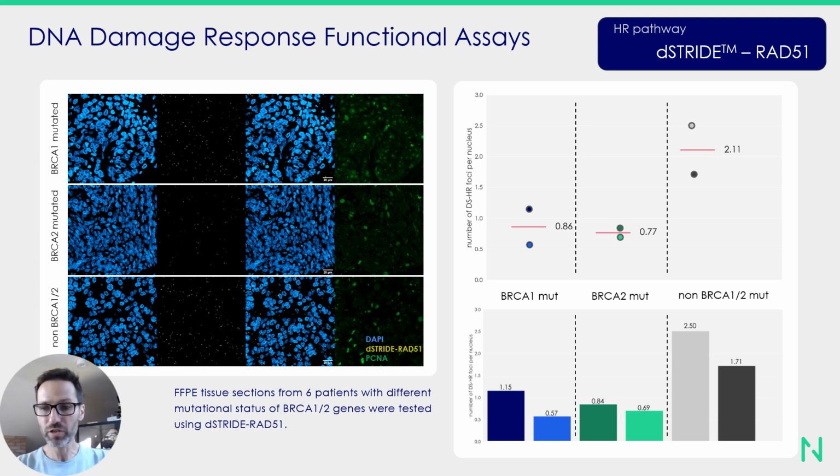dSTRIDE RAD51, on the other hand, is quite different. It allows to quantify RAD51 only when it sits on the DNA break. It is a functional assay.